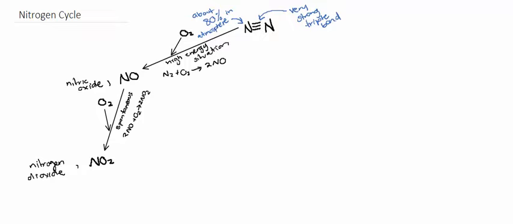Nitric acid, being a strong acid, will fully ionize, forming nitrate ions, which can then fall down to earth as a component of rain, increasing the nitrate concentration in soils and waterways.